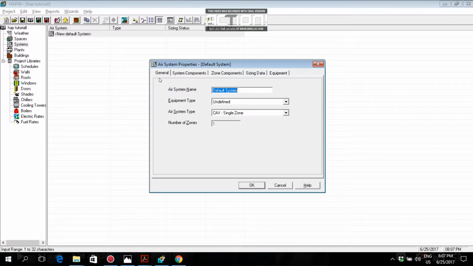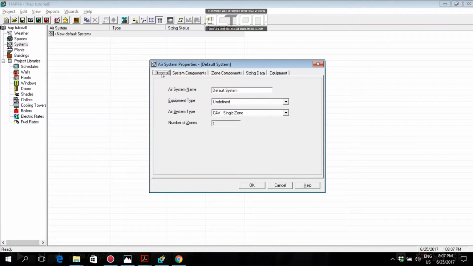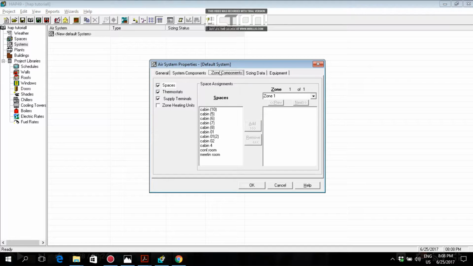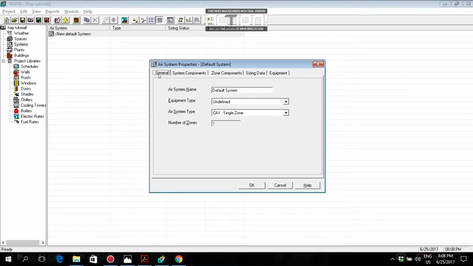You will find 1, 2, 3, 4, 5 tabs, but you only need to enter the information regarding 3 tabs. One, this is general, system components, and zone component. The remaining will be automatically generated by the software depending upon the information we enter in these 3 components. So let's start from the general.